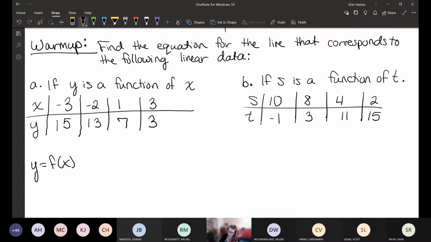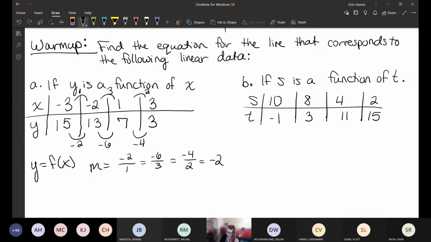Since we're told this is linear, we could just pick 2 points and find the slope between them, but I'm going to do what I usually do and go a tiny bit further and prove that this is linear along the way as well. So we increase by 1 there, but by 3 here, and by 2 here. We go down by 2 here, down by 6 here, and down by 4 here. So our slope would be -2 over 1, or -6 over 3, or -4 over 2, which I'll reduce to -2.